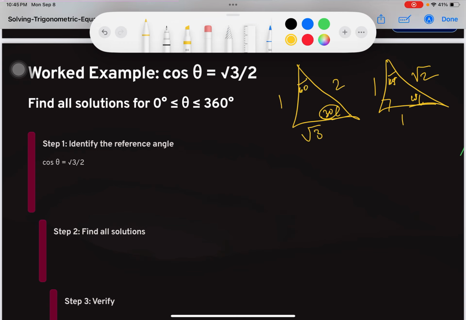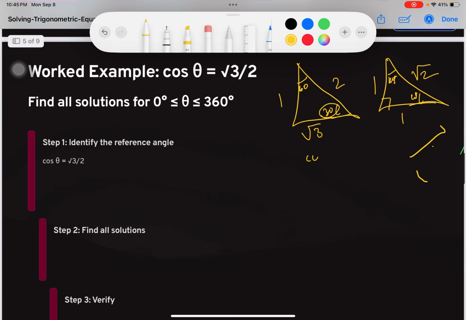So yeah, cos 30 equals root 3/2. Why? Because cos of theta equals x over r. This is our x, this is our r, and this is our y. Why is it like that? Because when you put it into the graph, it's the y-axis and the x-axis. So basically, it's a special triangle, so cos of 30 degrees equals root 3/2.